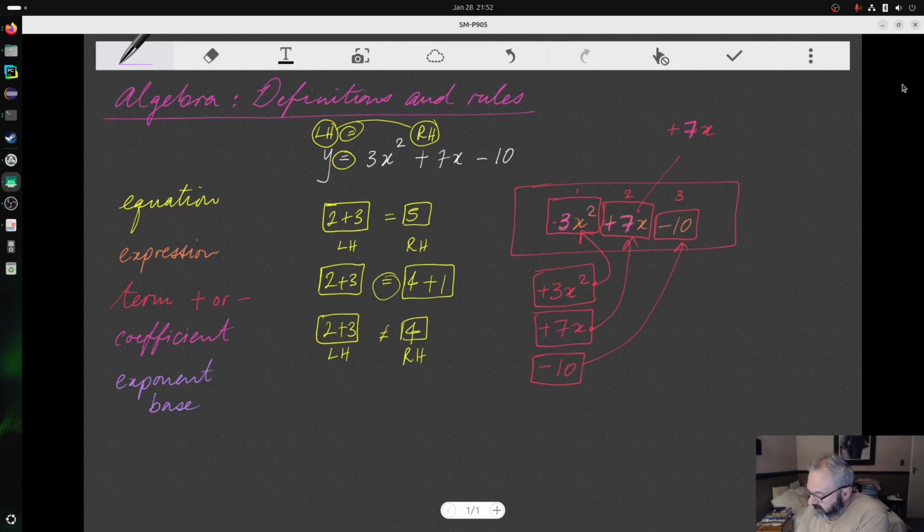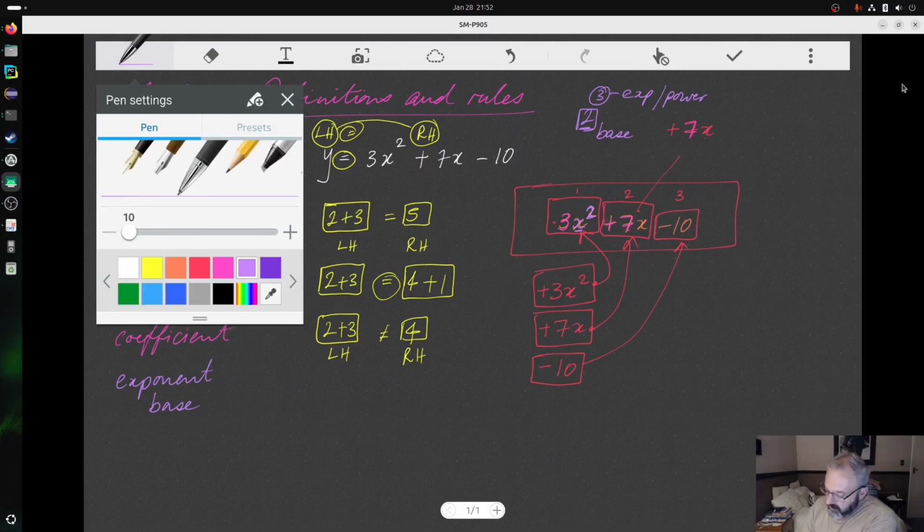In this case here, the squared, to the power of 2, that is the exponent, and the number that we are raising to the power, that number or that unknown, that is the base. So if I've got something like 2 to the power of 3, that 3 is the exponent, or you can say the power, and this 2 here is the base. Easy peasy, you already know this one. And then two final definitions.